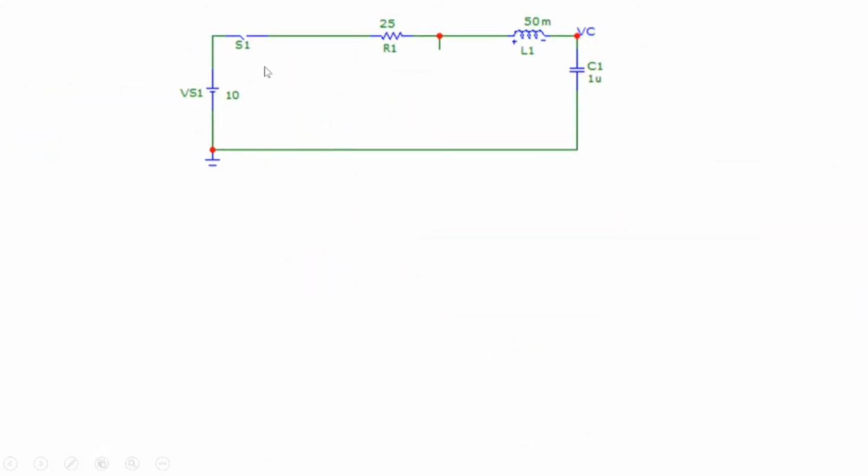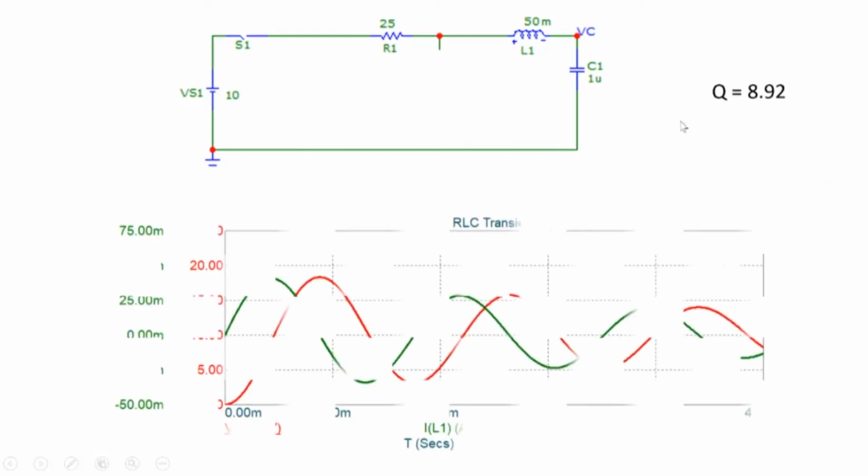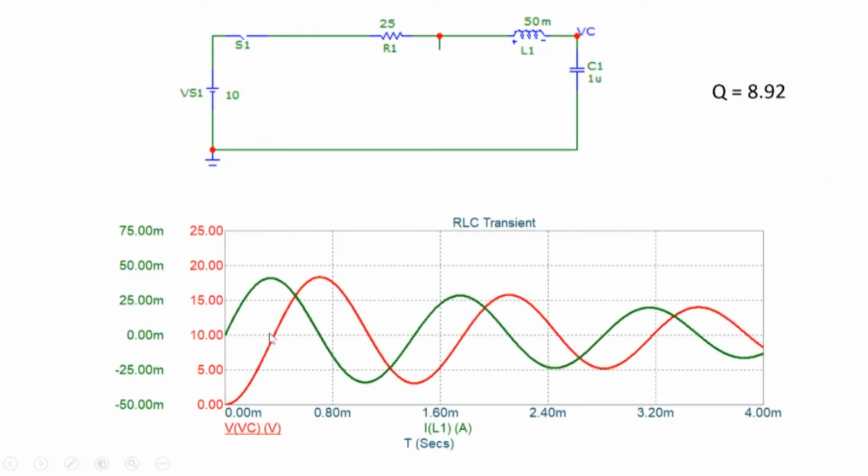So let's look at that. We made R from 100 ohms to 25 ohms. Q becomes 8.92 here. And look at the oscillations in the capacitor voltage here. Capacitor voltage goes even higher. Earlier it was going to some 14.8. Now maybe it's going to 18 or something. And then it slowly dies down here. Right? So that's what happens here.